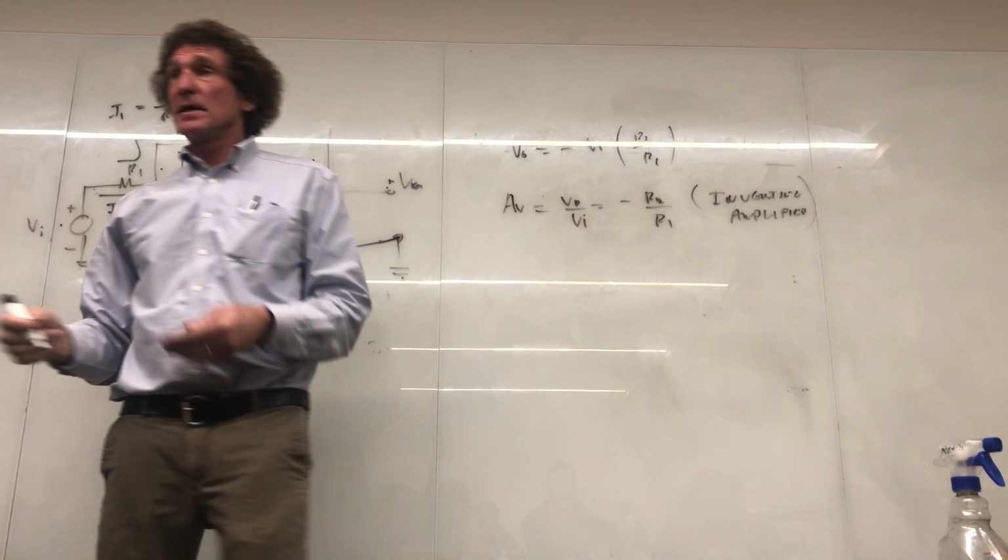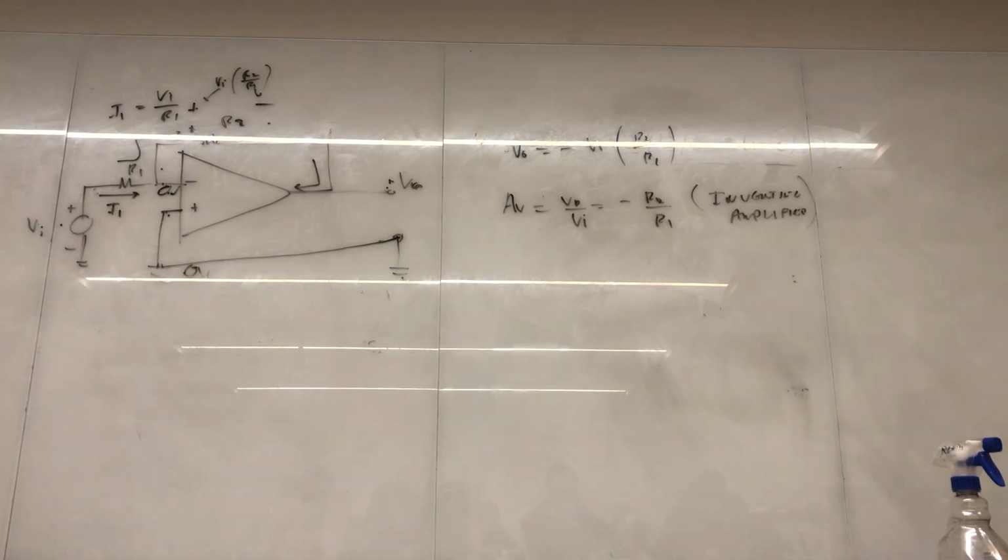Because the output is scaled by R2 over R1 in terms of its magnitude, but it's inverted. So if you had a positive going sine wave coming in, you're going to have a negative going sine wave coming out that's multiplied by the ratio of R2 over R1. Now y'all see, in this circuit, isn't that the simplest amplifier you can think of?